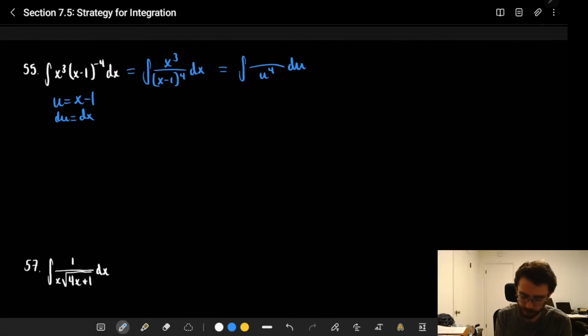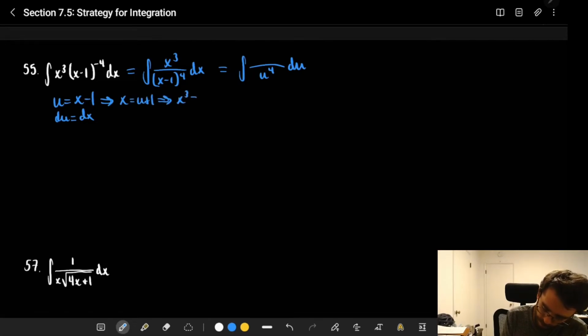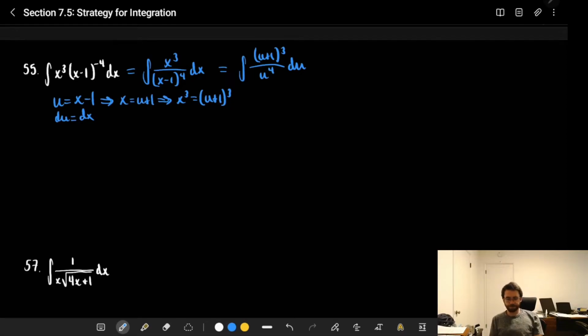Then you just have to address what is x cubed. Well, x is u plus 1, so x cubed is u plus 1 cubed. So that goes up here to fill in for the x cubed. And then the question is, is that nicer? I think the answer is yes, just because expanding all that garbage up top gives you something like what we got in the previous problem. Unless there's a quicker way to do this. Maybe not, though.